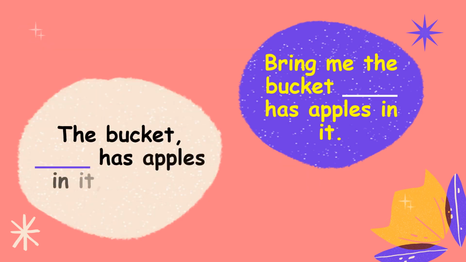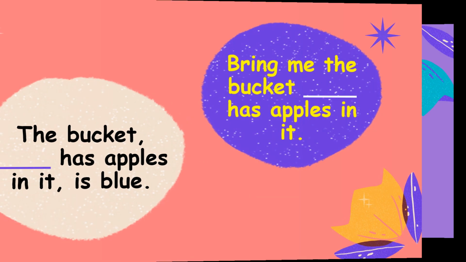Bring me the bucket dash has apples in it. Second one, the bucket dash has apples in it is blue. Now you have to fill in with that or which. In both sentences you are confused about what to put. So here is the easy way to remember the difference between that and which.